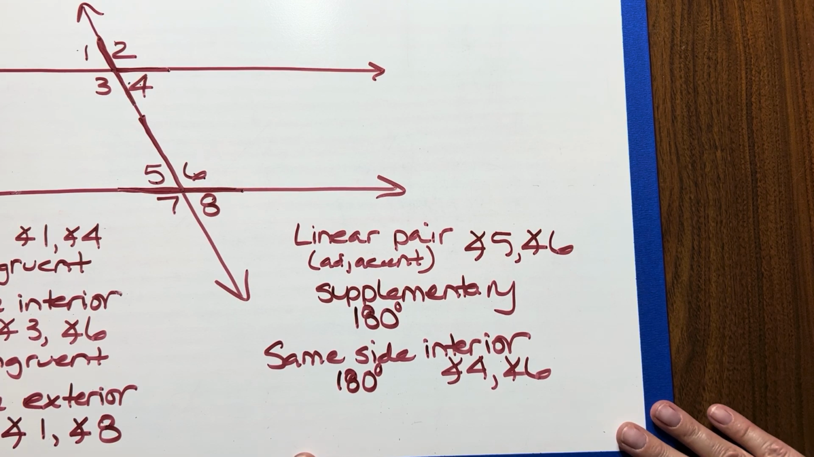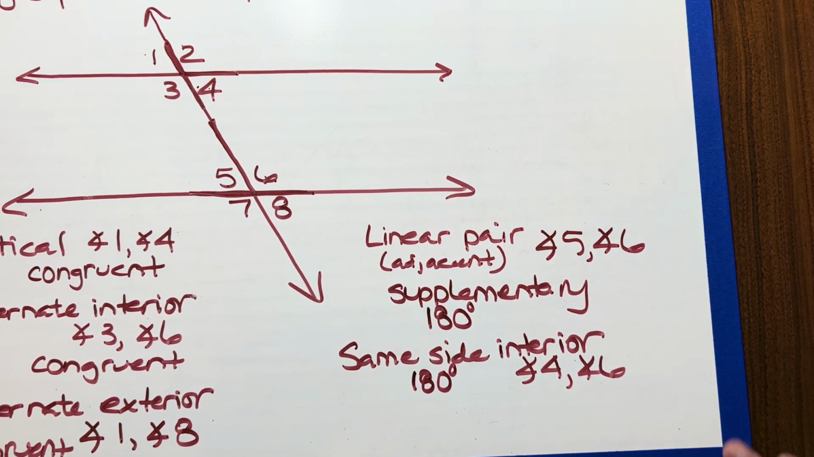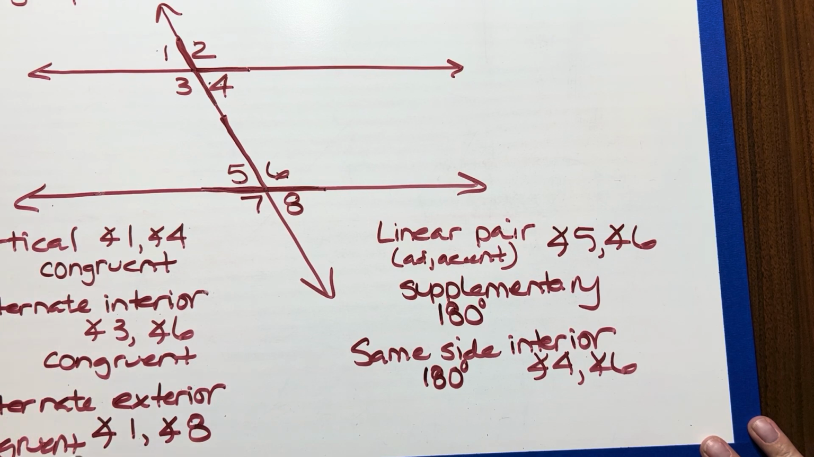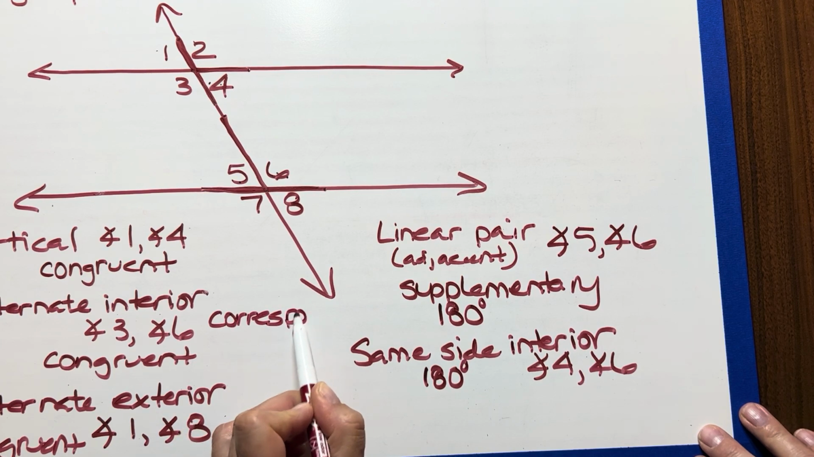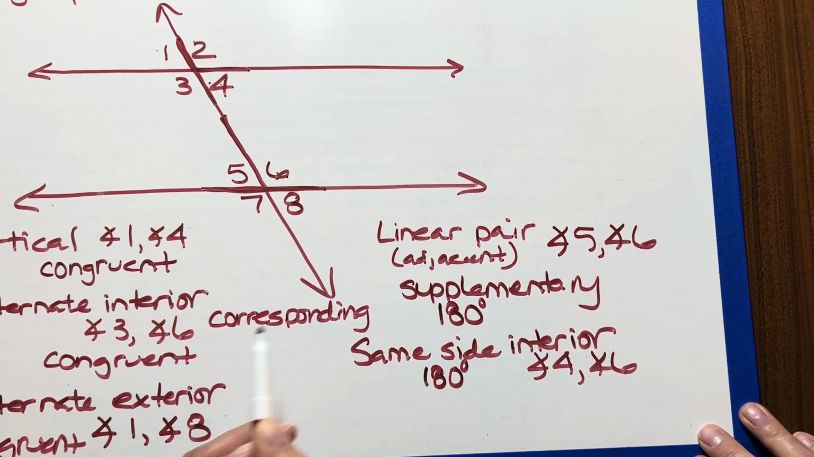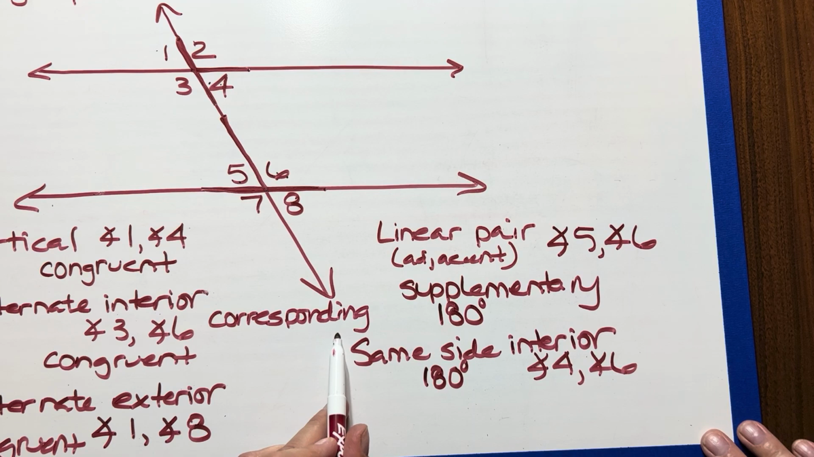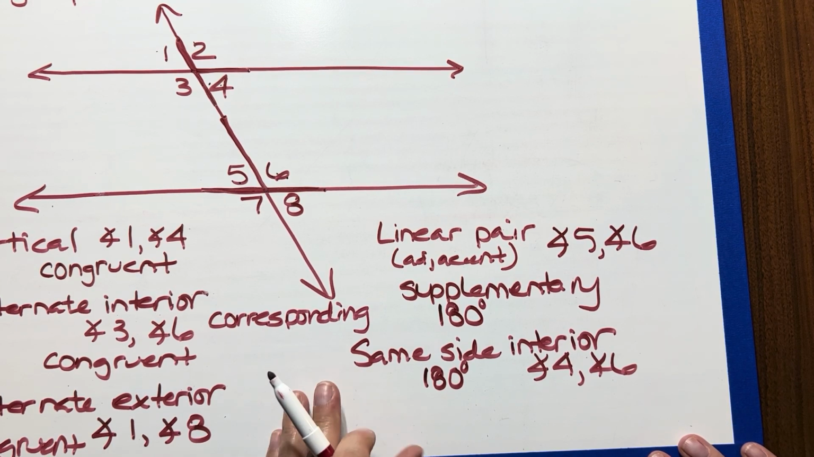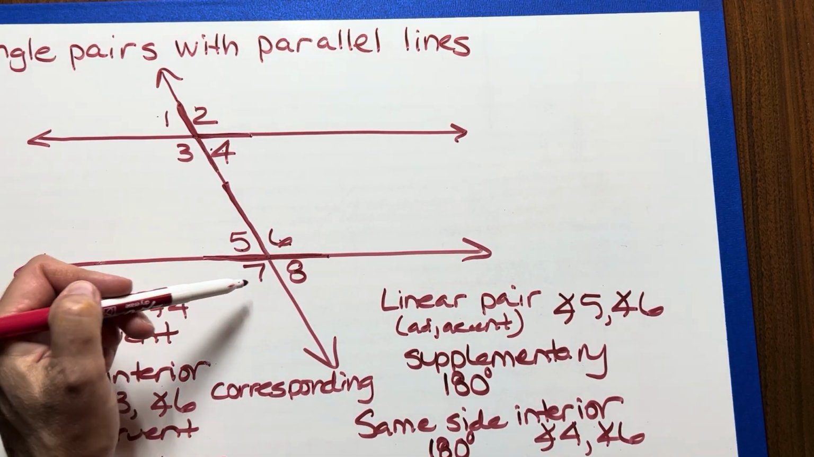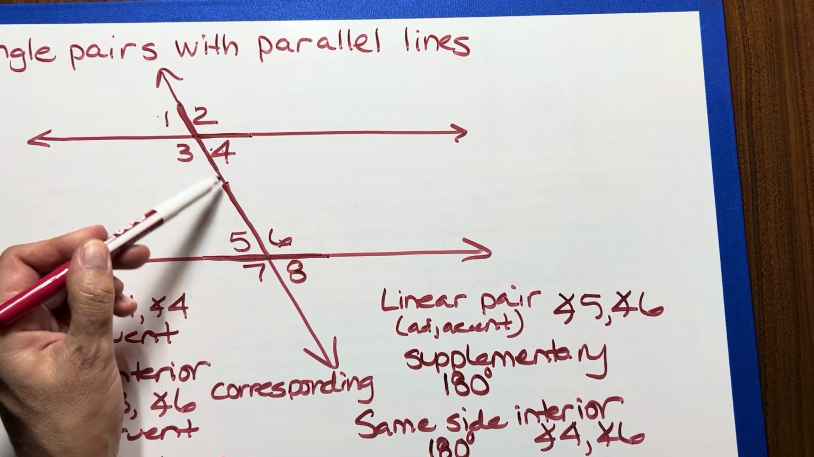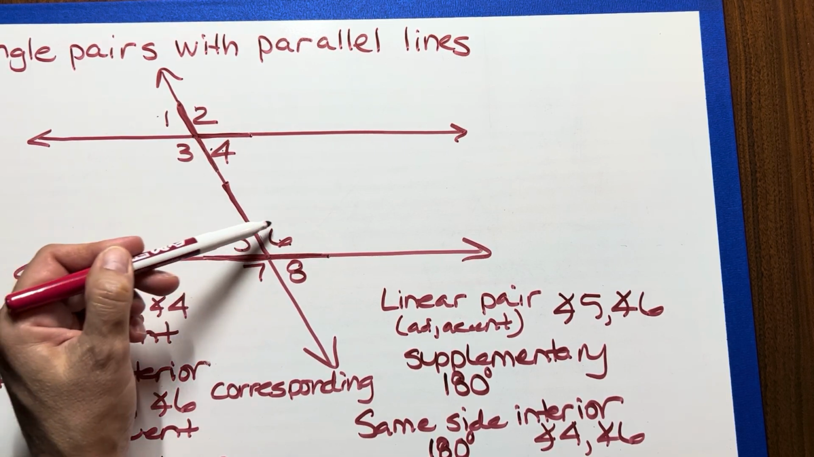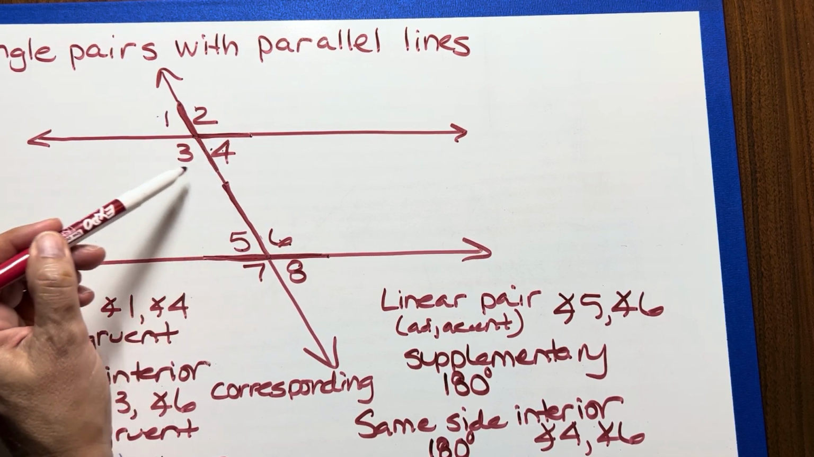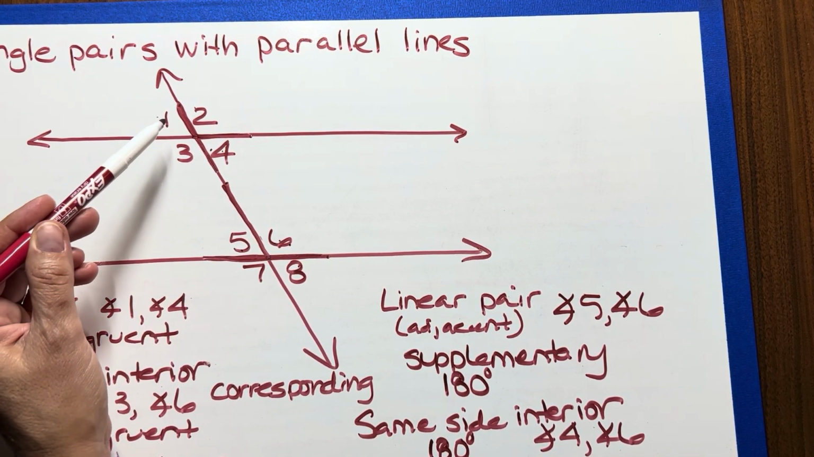Okay, we did forget one other angle pair. I forgot one other angle pair that goes in this group of angles, and I'm going to squeeze that in right here. And these are called corresponding angles. So in my picture, I'm going to pretend like my transversal is a road, and I am driving along this road, and here is my first intersection, here's my second intersection as I'm driving.